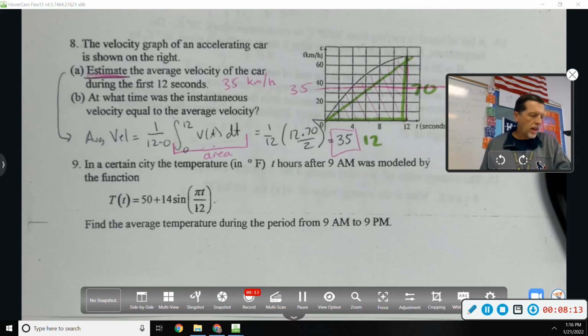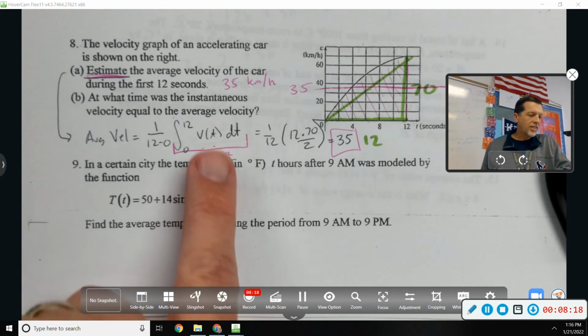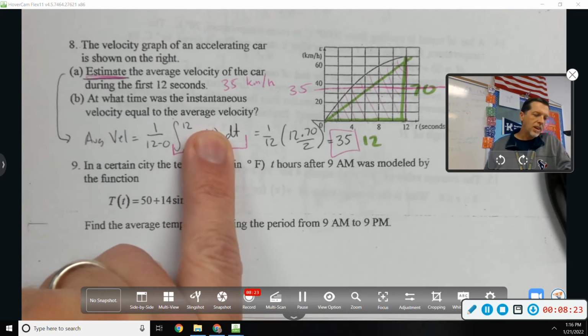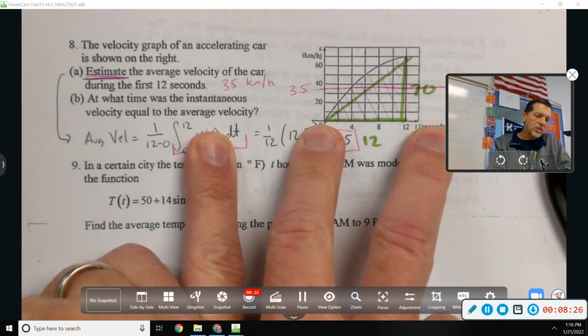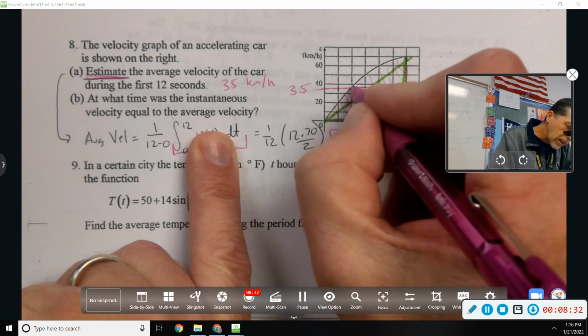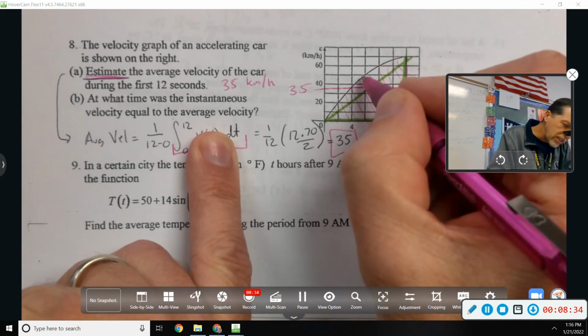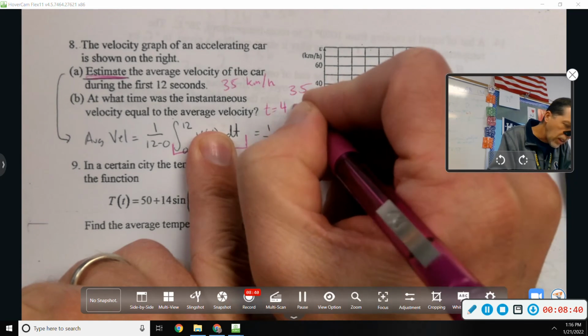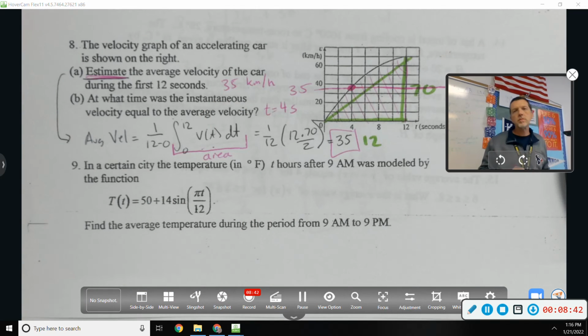Part B. At what time was the instantaneous velocity equal to the average velocity? That's an MVT question. It didn't really say that, but it's an MVT question because MVT guarantees that the answer will be between 0 and 12. So it looks like the actual velocity crosses 35 at about 4 seconds. That's between 0 and 12, as MVT guarantees it should be.